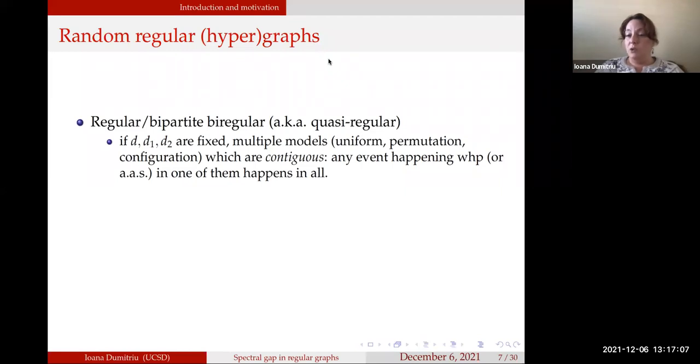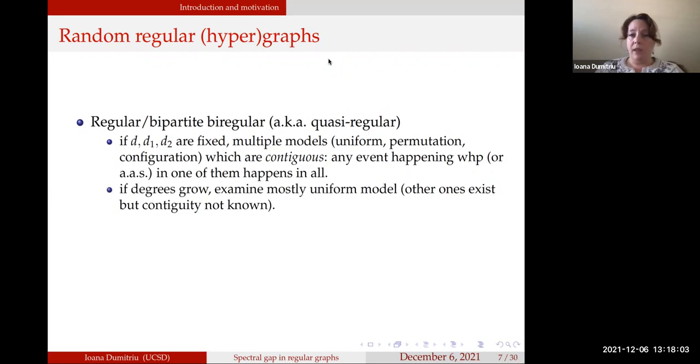But it's not so easy sometimes to work with such an object. In particular, it's very hard to sample from it because there are all sorts of restrictions. I mean, there are algorithms that will do it, but they will not do it efficiently. And so instead, people work with things like permutation and configuration models, which, while not giving you even the same set of graphs, can be shown to be contiguous to the uniform model, meaning that any event that happens with high probability in one of these three models will happen with high probability in all of them. So from this point of view, studying and understanding one of them is going to be sufficient for understanding all of them. So it doesn't matter which one you work with if you're interested in finding events that happen with high probability. However, if these degrees grow, then this contiguity is not known.